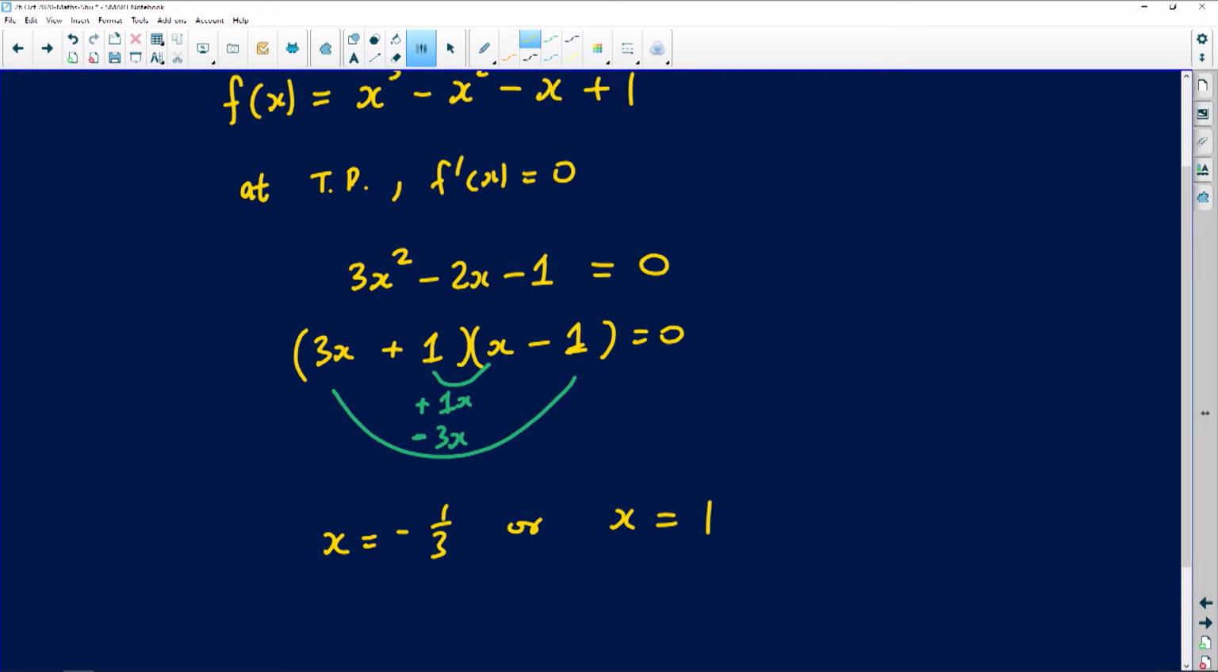So those are the x values of the turning points. Remember, our cubic looks like this, and it's actually just bouncing on the x-axis here. This is going to be where 1 is. We don't know what the y coordinate is. This is going to be where the other x coordinate is, which is negative 1 over 3. We also don't know the corresponding y value.